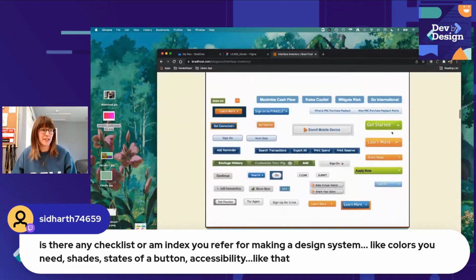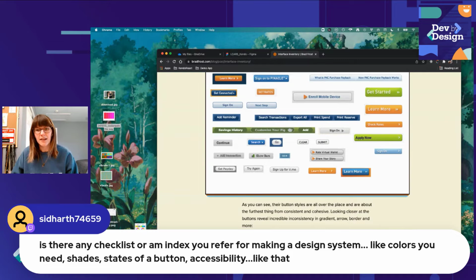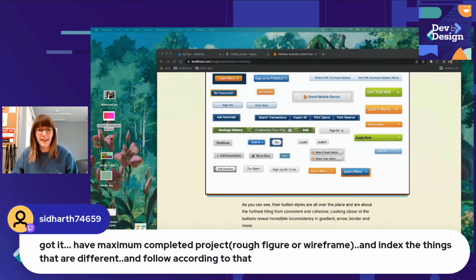It can also help you catch places. Like in this example, this is a screenshot of all of the buttons in an application that Brad did an interface inventory on. And you can see how different they look. So it can help you catch things that might have accidentally strayed from your intended design system. So yeah, if you have a mostly completed project and want to index the things that are different and follow according to that, that would be my approach.